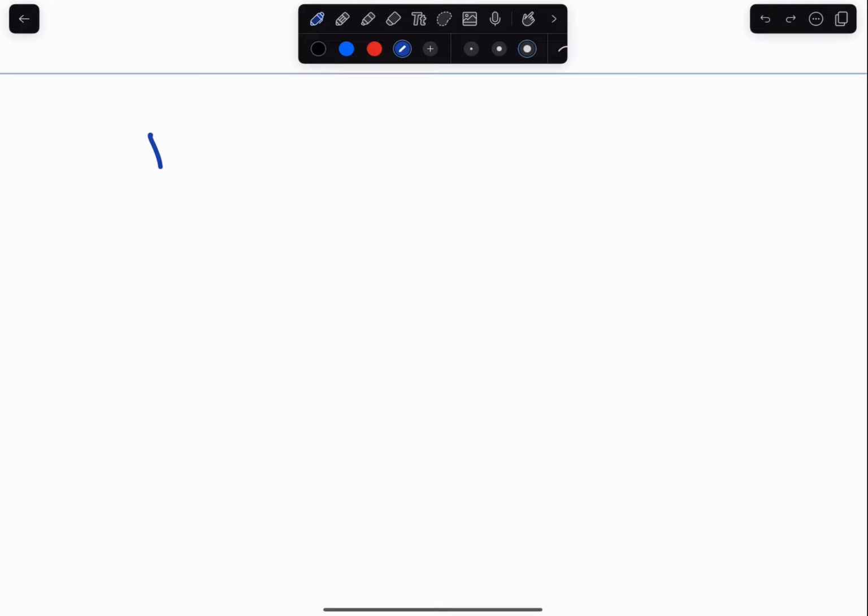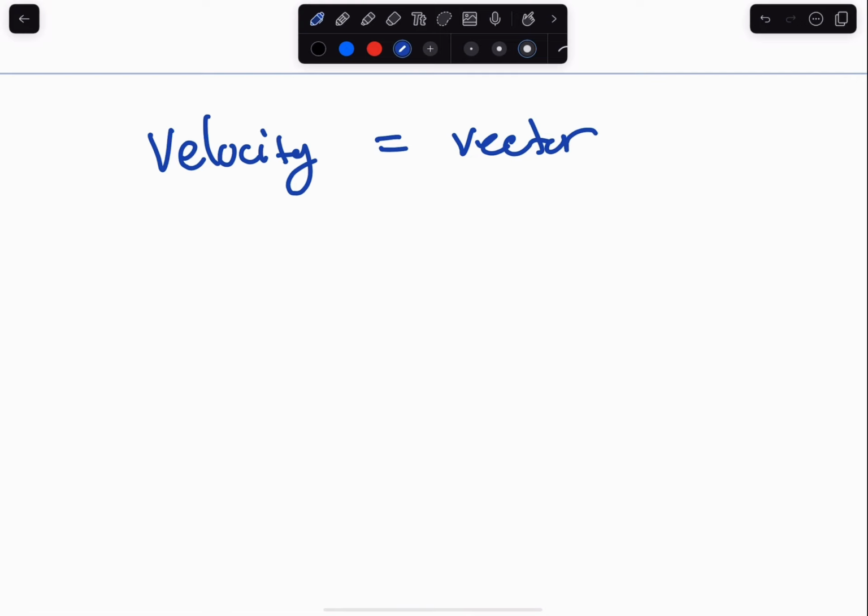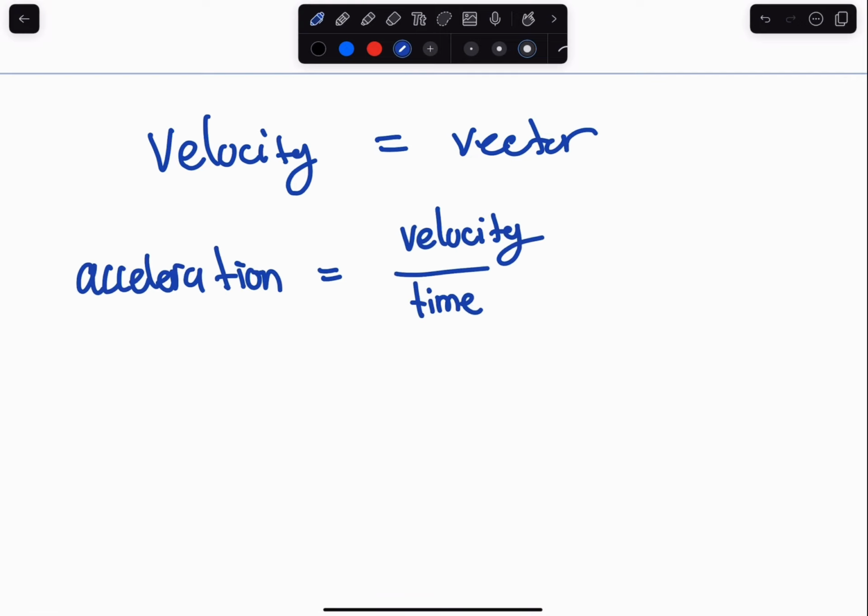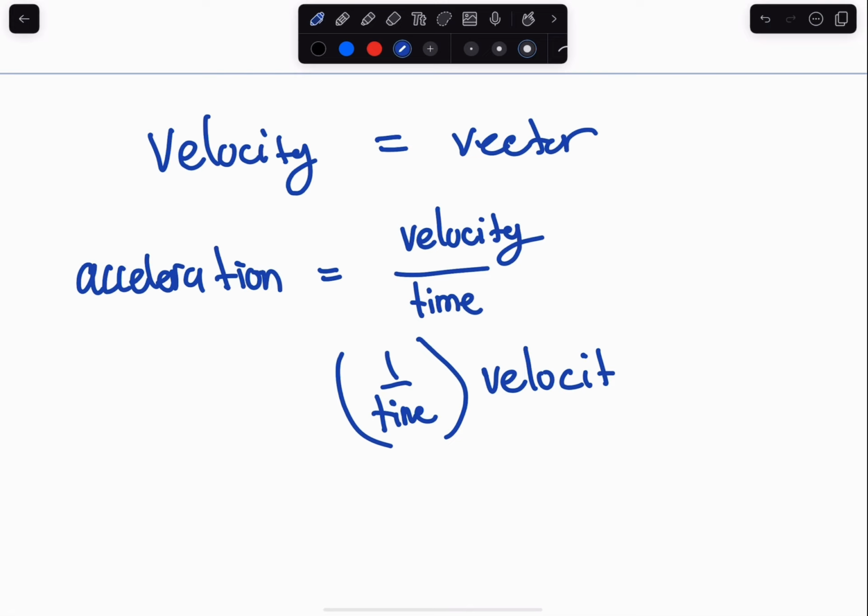As we've discovered, velocity is a vector. Since the generalized version of acceleration is velocity over time, acceleration also has to be a vector. Now, why is that? Well, velocity is a vector, and 1 over time is actually just a scalar. And multiplying a scalar by a vector gives us the product of a vector. If that's a confusing topic, I recommend going back to my scalar multiplication video.